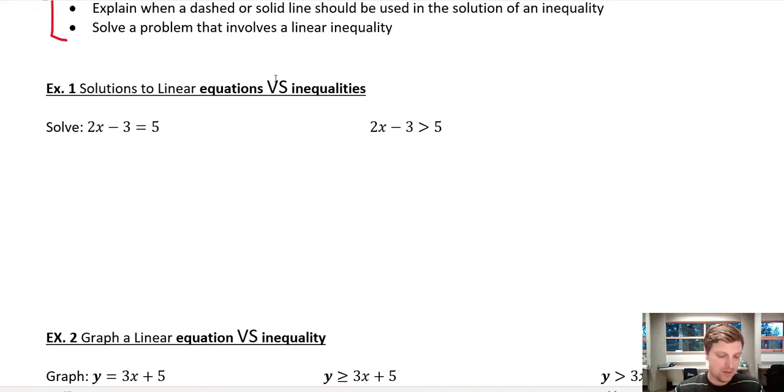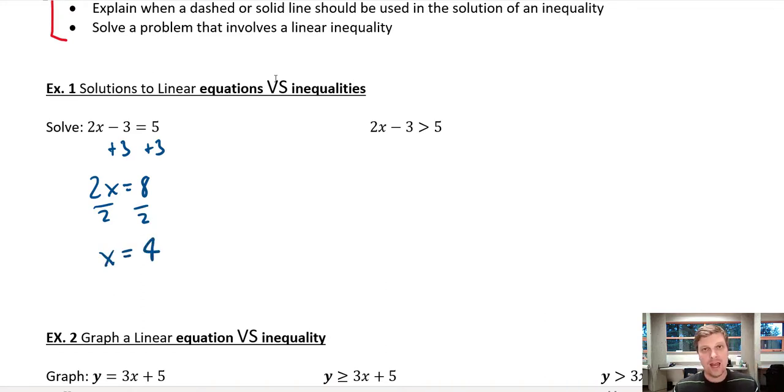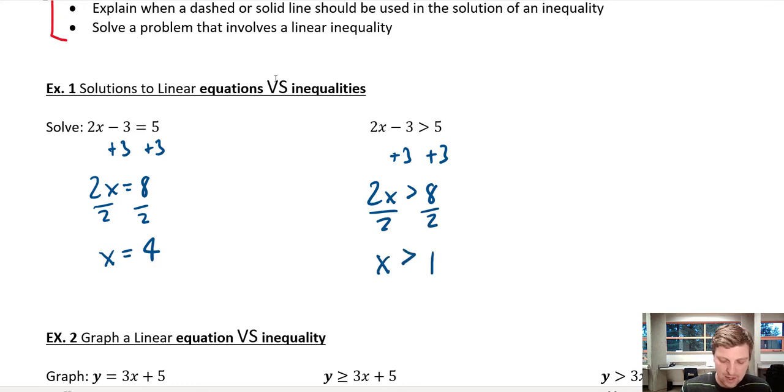Okay, so the first example here, I've got 2x minus 3 equals 5. Obviously, if I want to solve that, I'm just going to work through in reverse. I'm going to add 3 to both sides, so I get 2x equals 8. And then I divide by 2, and so I get x equals 4. If I have an inequality, for example, 2x minus 3 is greater than 5, it's not equal to 5, but I can still use all of the same algebra rules that I know and love. So add 3 to both sides, and I get 2x must be greater than 8, and divide by 2, so I get x must be greater than 4.